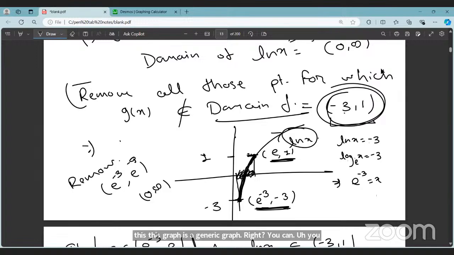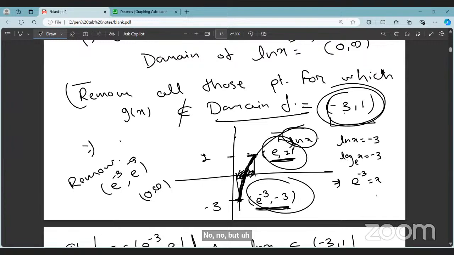Yeah, but it is a general graph of ln of x, right? We don't have to do anything special to plot the graph. But how will you find out the values of x? Ultimately, scaling doesn't matter. The concept matters.